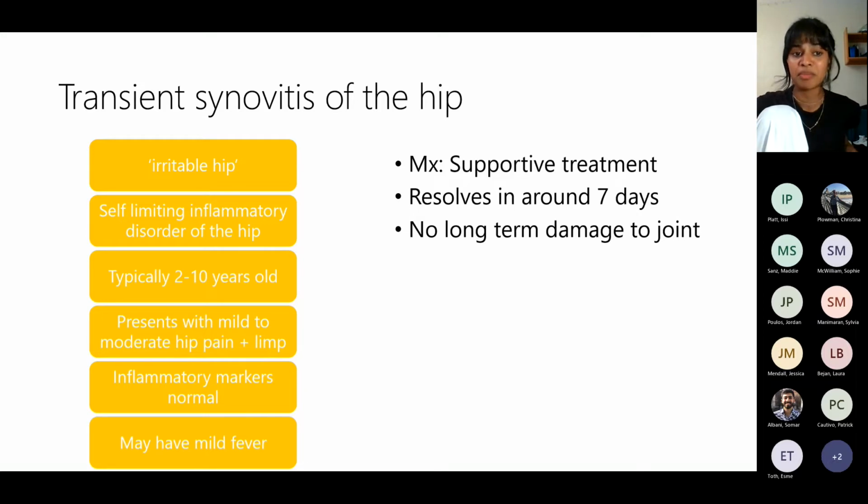Essentially the main thing to remember with this is that it's supportive treatment, and it will just resolve by itself. There's no long-term damage to the joint. So, hey, I'm just teaching.